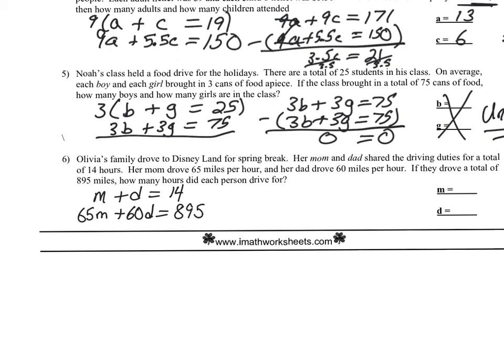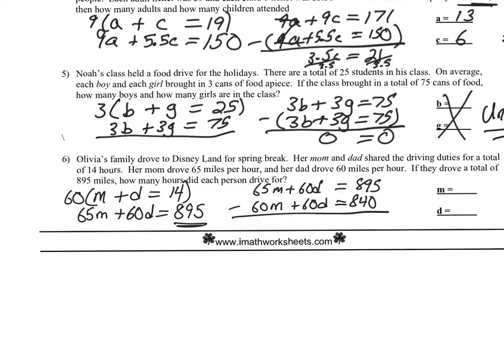Okay, so again, we have to match either the M or the D. Easiest one would be multiply by 60 so that the D's match. 60 times M is 60M. 60 times D is 60D. And 60 times 14 is 840. Larger number on top. And so I have 65M plus 60D.